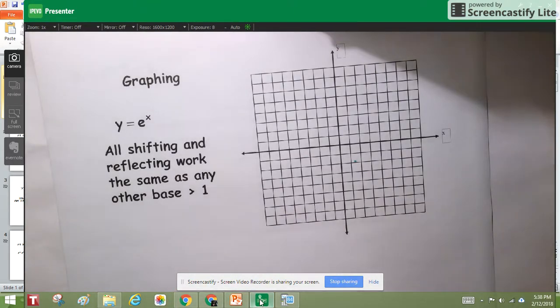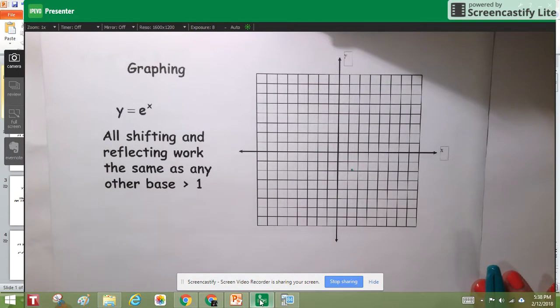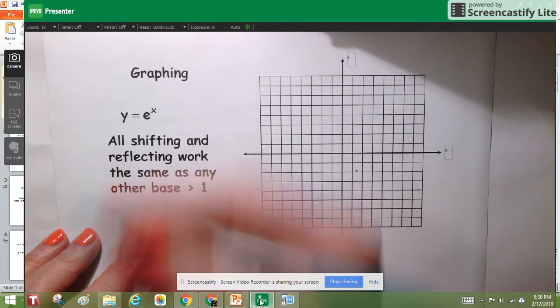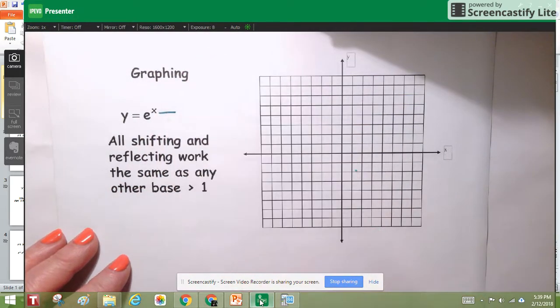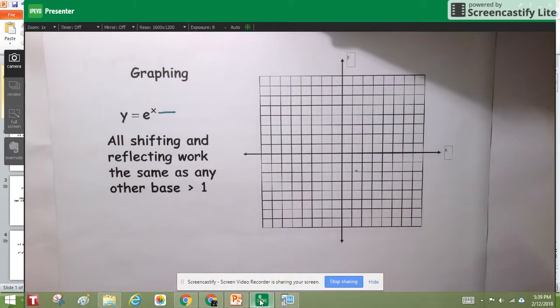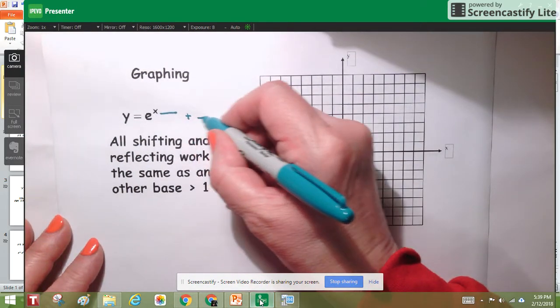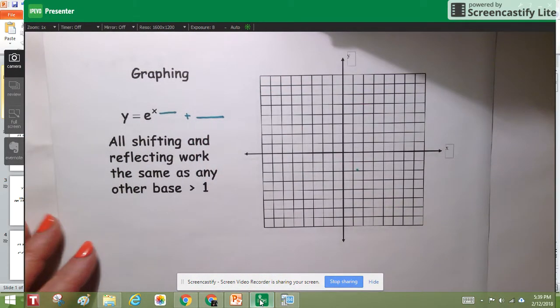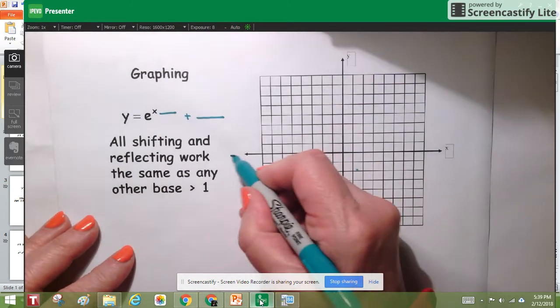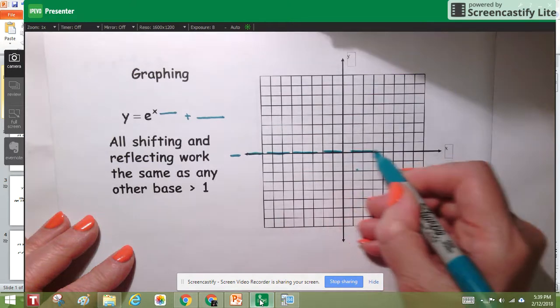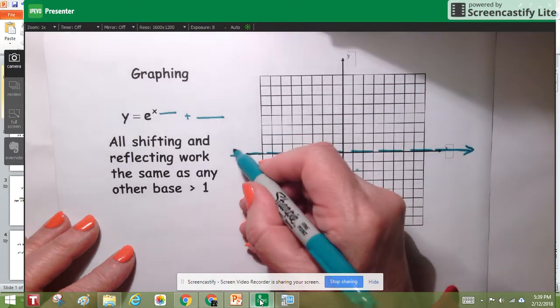All right, let's talk about how we graph these functions now. So this is still an exponential growth function. Remember, if I had something next to the x, like +2 or -3, that would be my horizontal shift. And if I had something over here, that would be my vertical shift. We also know that that would be my asymptote. But since I have nothing here now, we know that actually my x-axis is going to be my asymptote.